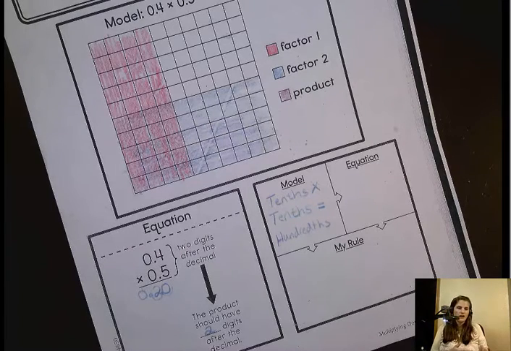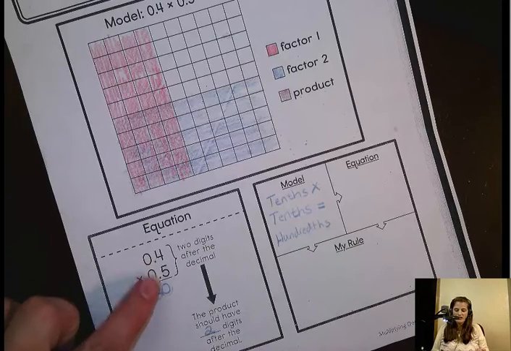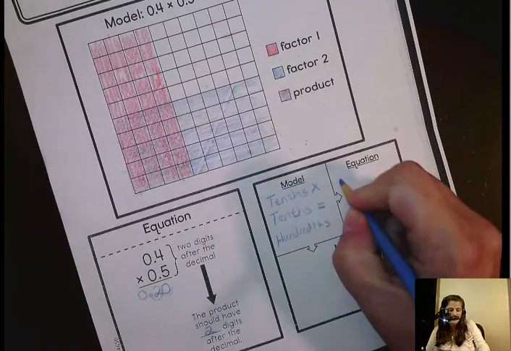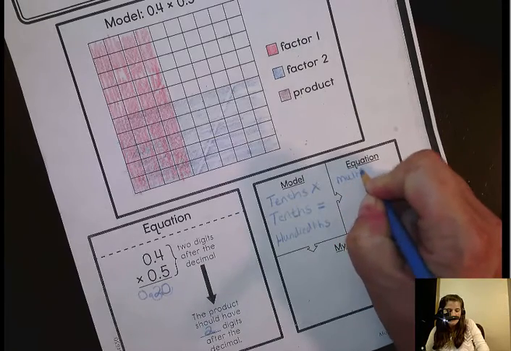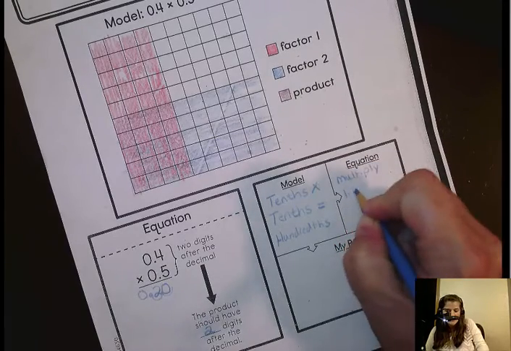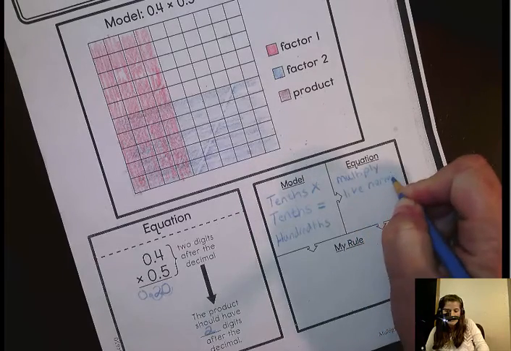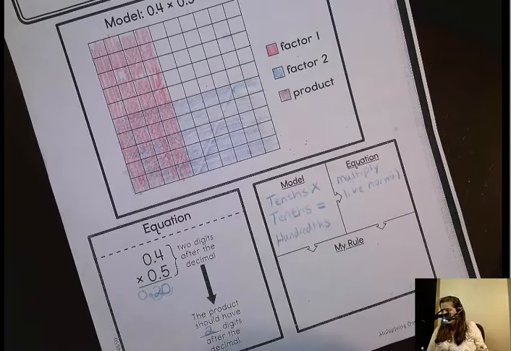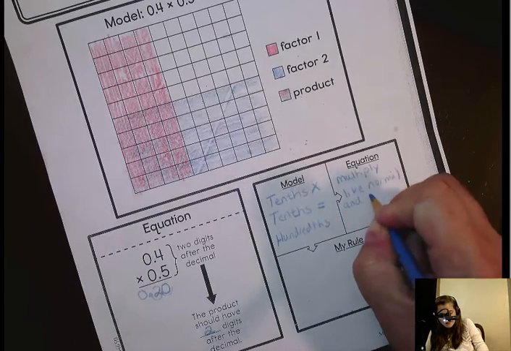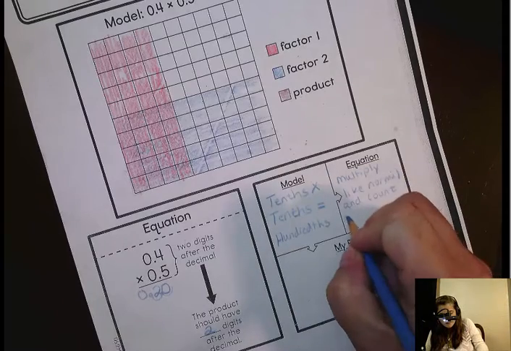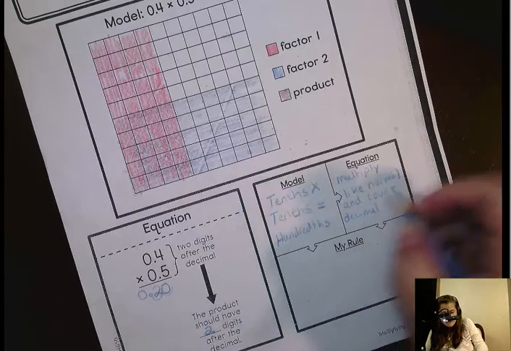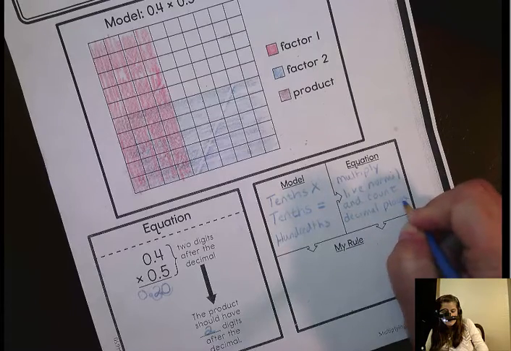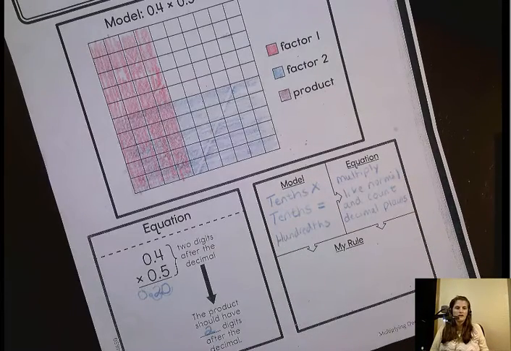Okay, now our equation, how we solved this equation is we just multiplied like normal. We did 4 times 5. So when we're coming to solve the equation, we multiply like normal and count the decimal places. Okay, so 4 times 5 was 20. That's just normal multiplication. And then we counted our decimal places. There were 2, and we scooped it.